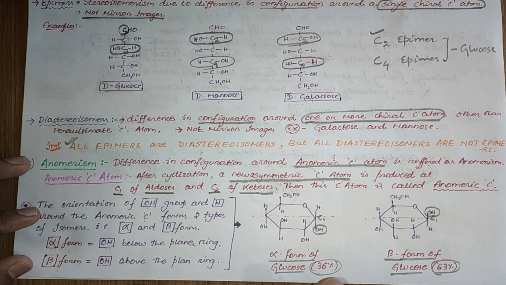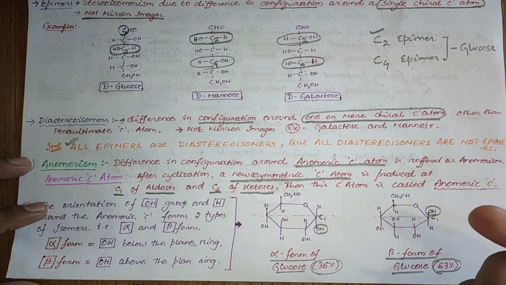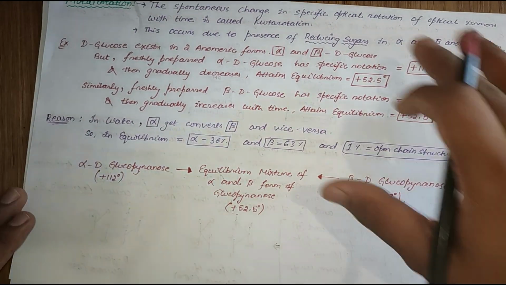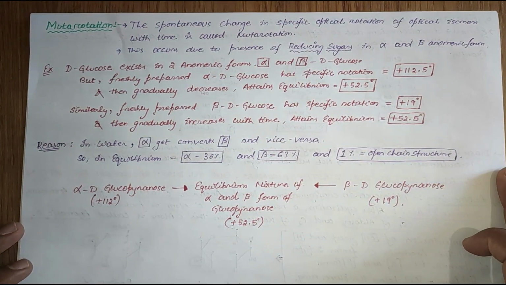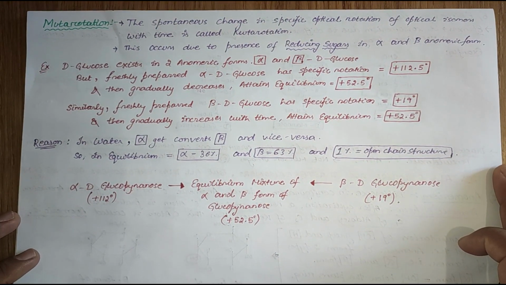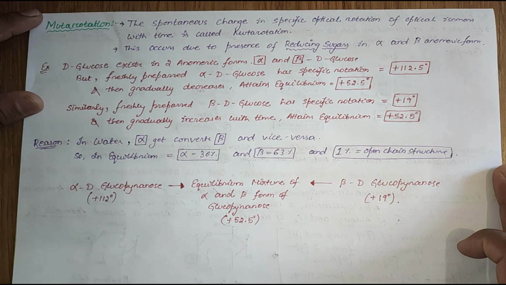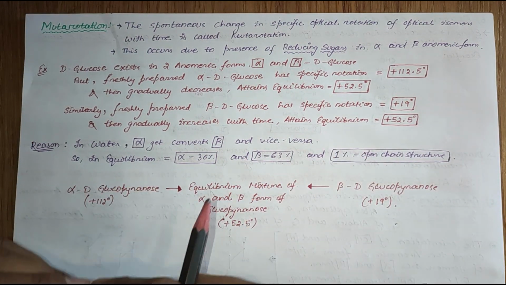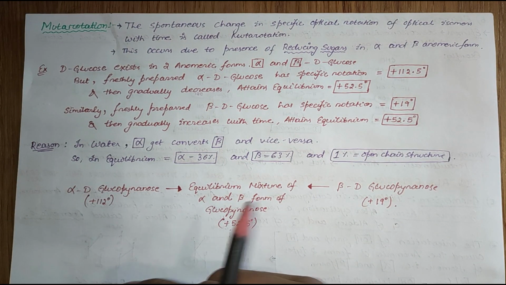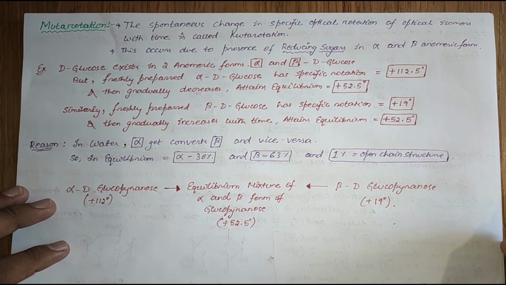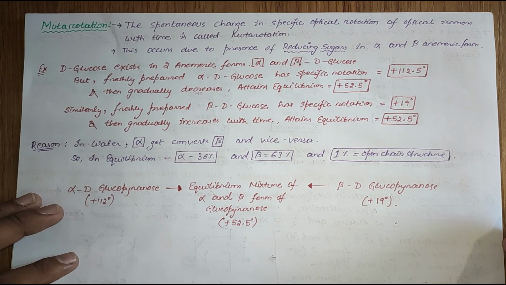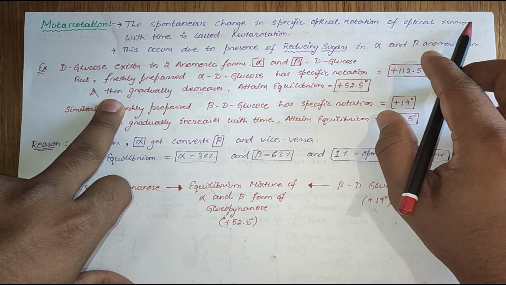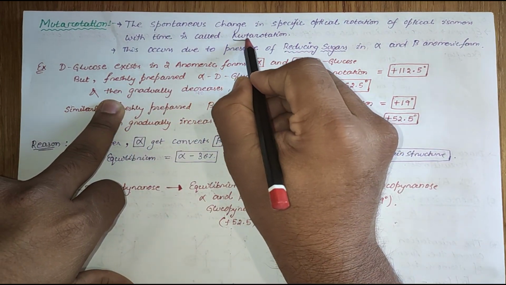In equilibrium, the alpha form remains at 36% and the beta form at 63%, and this is due to mutarotation. So next we are going to read about what mutarotation is. What do you mean by mutarotation? This is an important part of the alpha and beta structures of isomers or anomerism. You have to remember, because in mutarotation the monosaccharides have a certain optical activity that changes with time. The spontaneous change in specific optical rotation of optical isomers with time is called mutarotation.